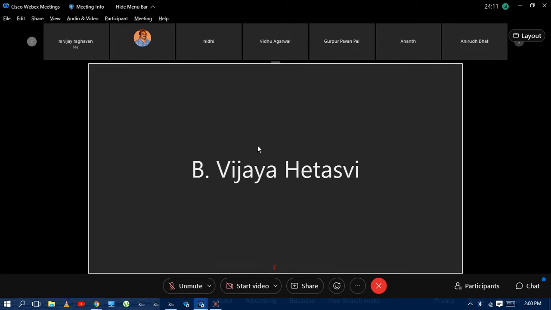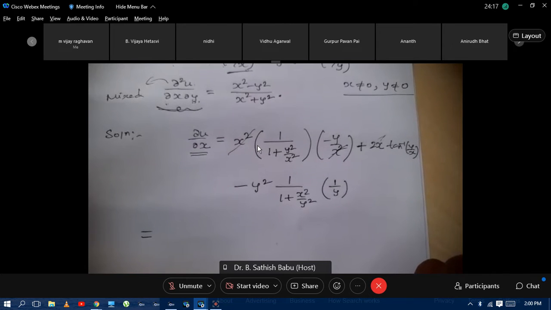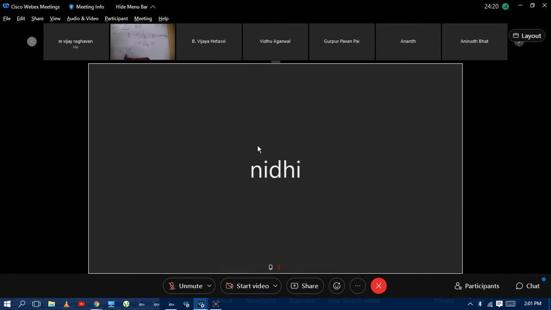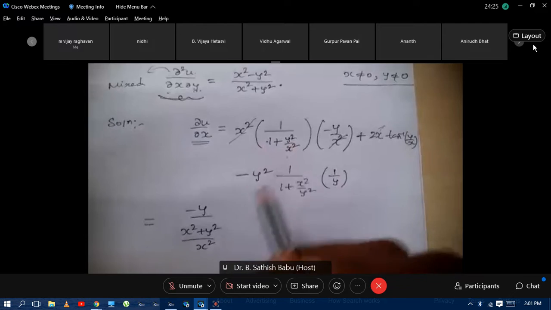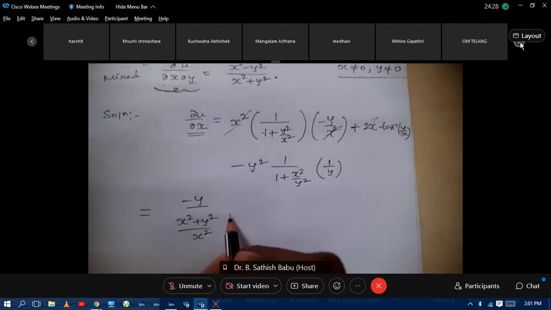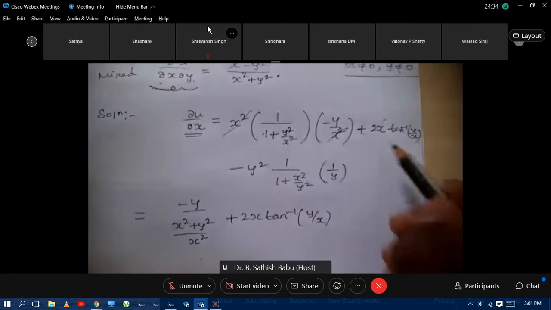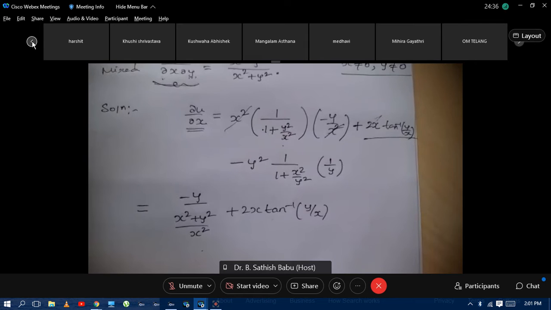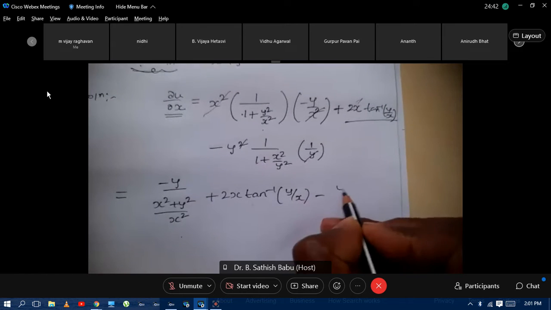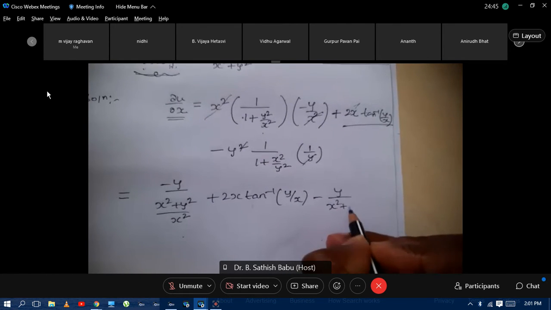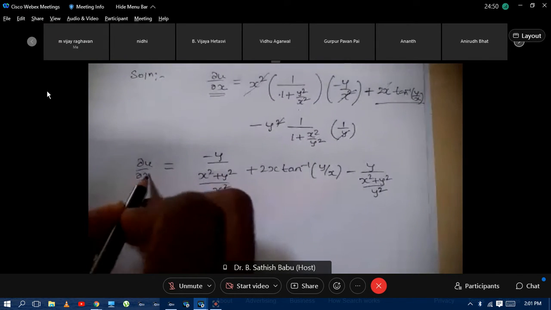Now, let me simplify. Can I cancel this x square and x square here? Yes, sir. So we are left with minus y divided by, when I take LCM in the denominator, it becomes x square plus y square divided by x square. Is it correct? The first term which I have written. Second term need not write anything, we retain as it is, 2x tan inverse of y by x. Third term we can cancel something here. One y can be cancelled. It becomes minus y divided by x square plus y square divided by y square. Plus, it is still dou u by dou x only.